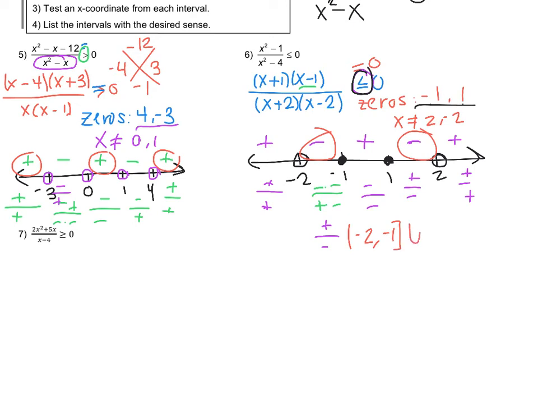And then a union and +1 with a bracket because it's filled in, but 2 with a parenthesis. So this is my solution. So this means the function is negative here, it crosses positive, negative, positive.